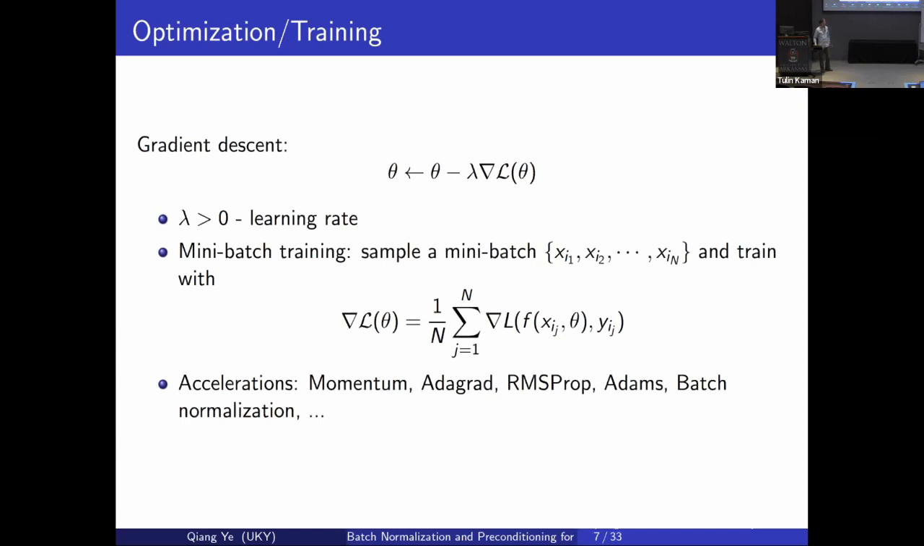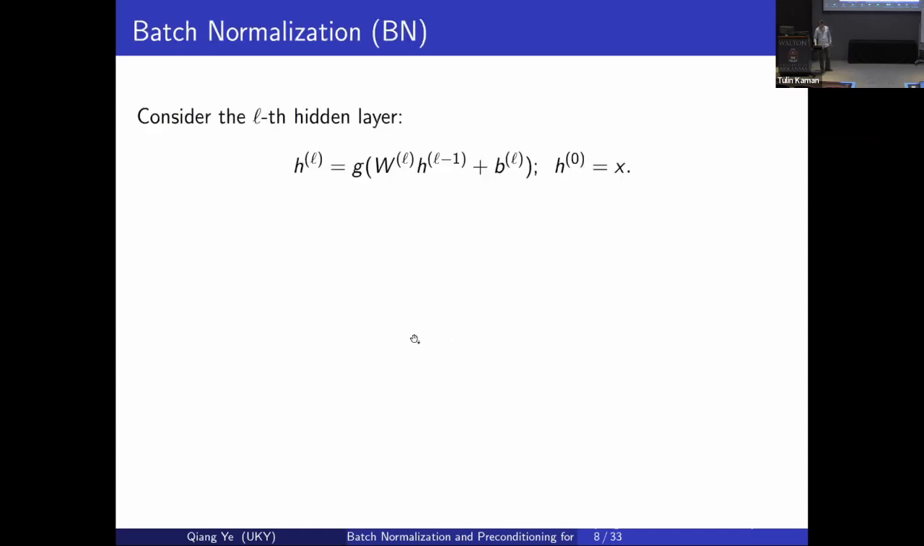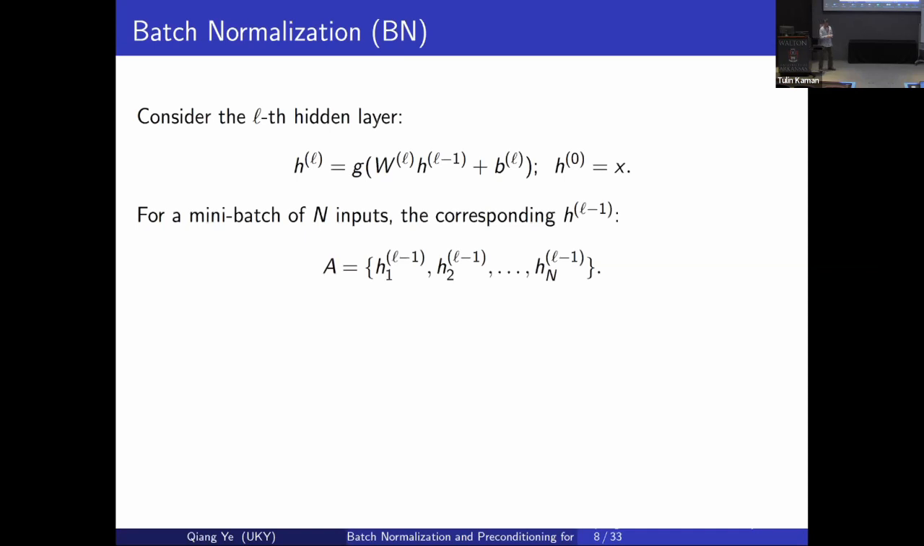And also batch normalization is a method that's very, very effective. Since we're going to look closely at batch normalization, I'm going to tell you a little bit more about it. If I look at one layer of the neural network, it's just a simple function. The layer has H_{L-1} as input and produces H_L as output. And initially, of course, H_0 is just the network input.